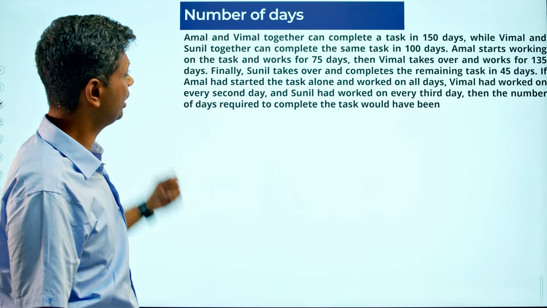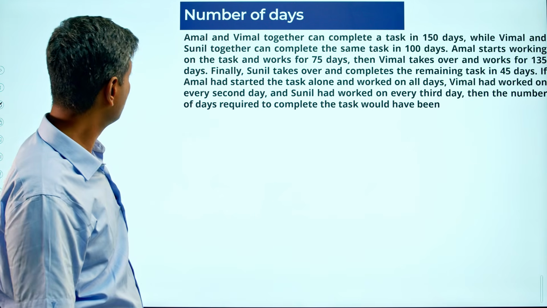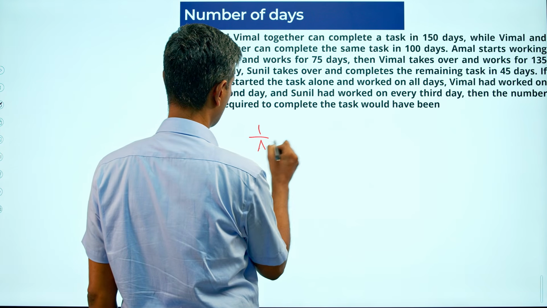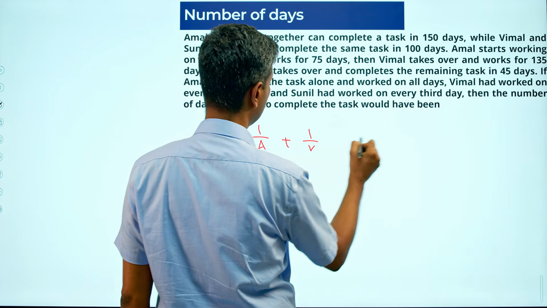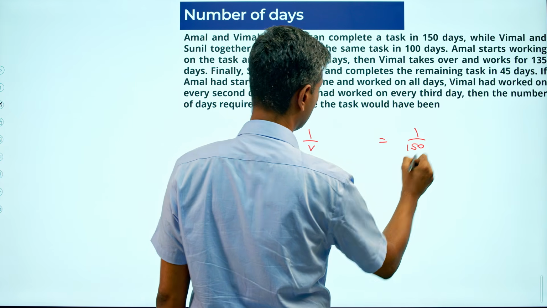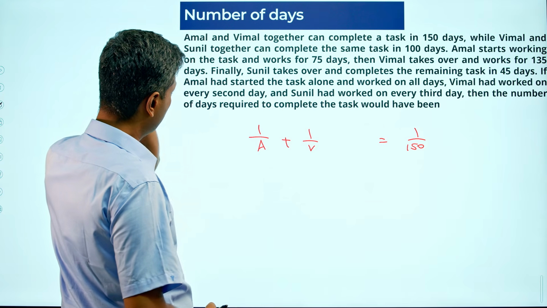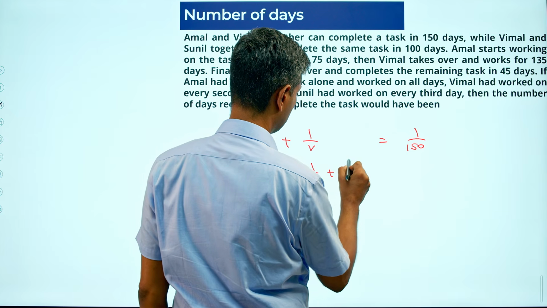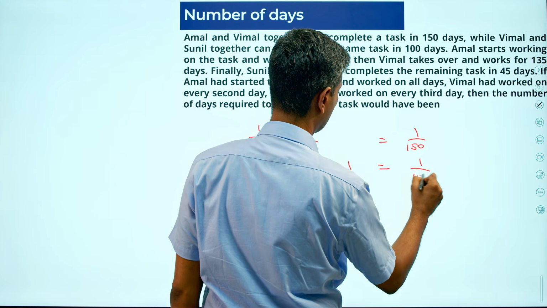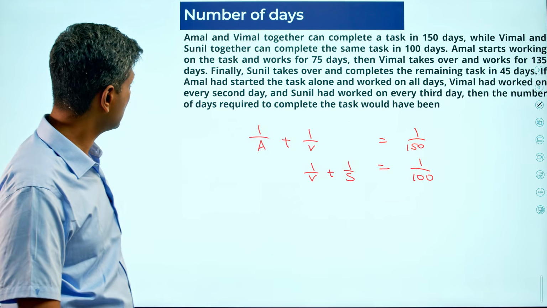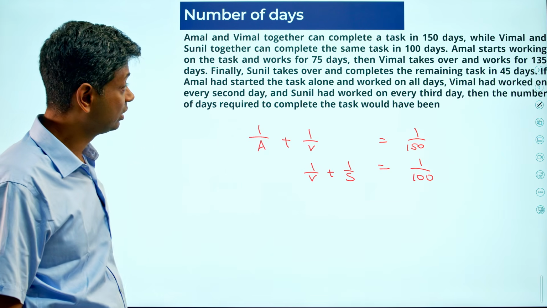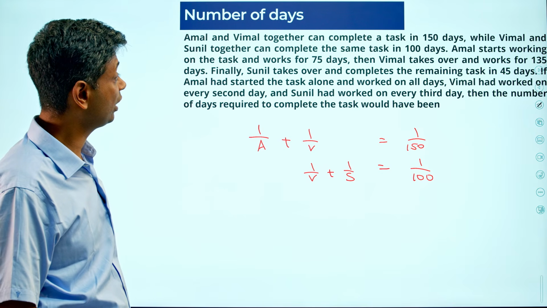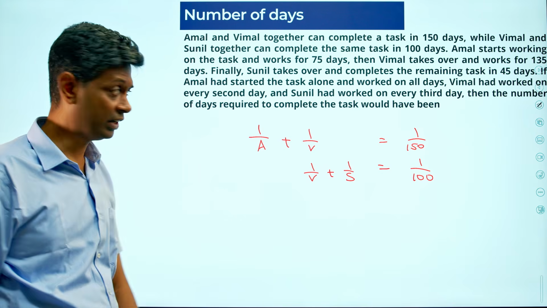Amal and Vimal together can complete a task in 150 days. And Vimal and Sunil can complete the same task in 100 days. If Amal takes A days, 1/A + 1/V is 1/150. Well, Vimal and Sunil together can complete the same task in 100 days: 1/V + 1/S is 1/100. Amal starts working on the task and works for 75 days. Then Vimal takes over and works for 135 days. Finally, Sunil takes over and completes the remaining task in 45 days.